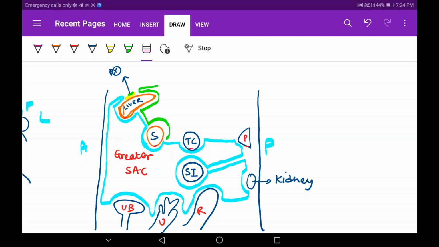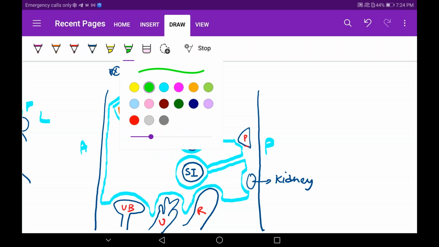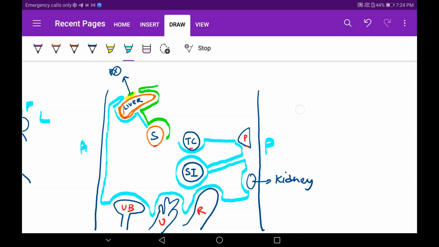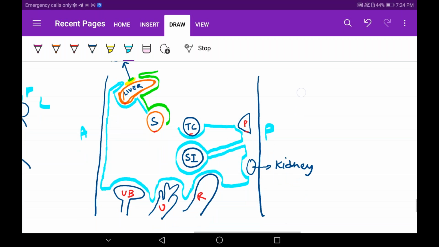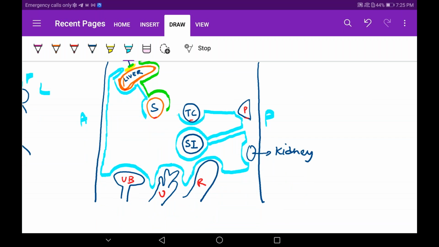I have made a mistake. Let's rub this greater sac. One mistake I have made. Do not worry, just improvise the diagram, my friends. This peritoneum which is going in the anterior part of the stomach will go below like this, and then it will go like this and join like this. That's one mistake I've done. Did you understand this?